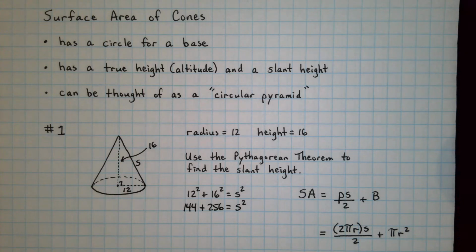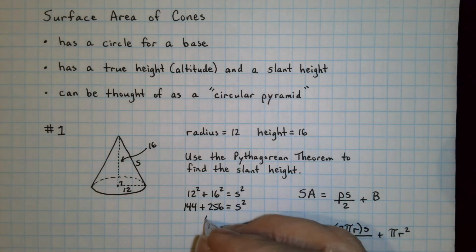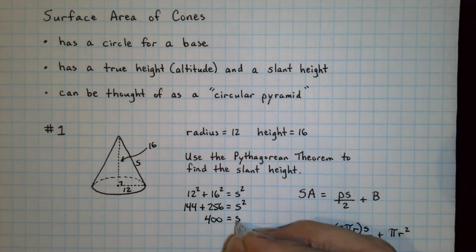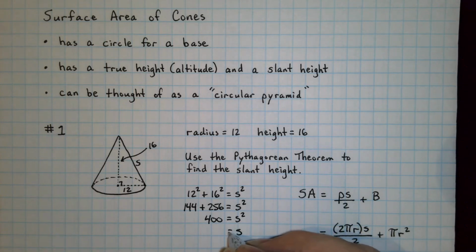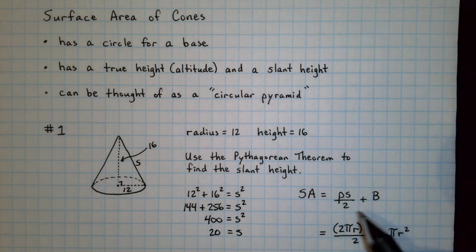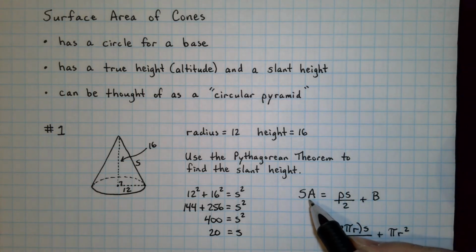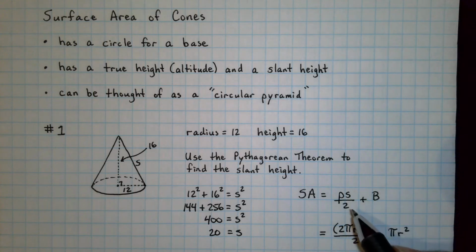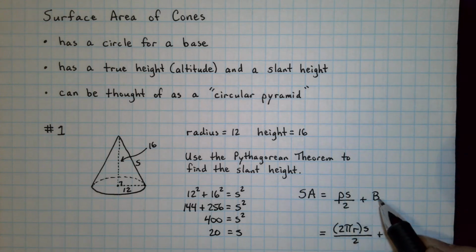144 plus 256 is 400, and if we take the square root of both sides, we find that the slant height is 20. Now our formula for surface area of any pyramid is perimeter of the base times the slant height divided by 2 plus the area of the base. Well, we need to tweak this formula just a little bit for our shape here.